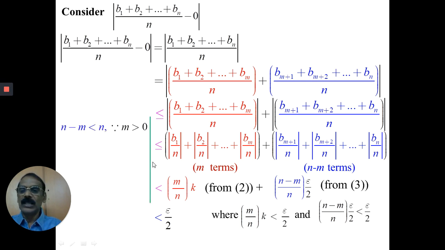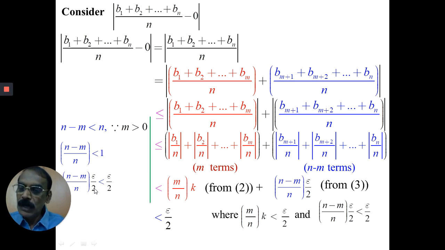We'll see the explanation here. Since n is positive, m is positive, and m is in between 1 to n, n minus m is less than n. Now, bring this n to the other side. Then we get (n minus m) by n is less than 1. Now multiply both sides by epsilon by 2. Since epsilon is positive, epsilon by 2 is also positive. Therefore, when you multiply this inequality by a positive number epsilon by 2, the inequality has not changed, and hence modulus of (n minus m) by n times epsilon by 2 is also less than epsilon by 2.